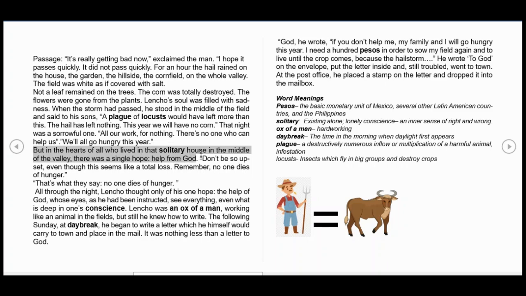And he also remembers that somebody once told him that you need not be upset. Even if there is total loss, no one dies of hunger. So throughout the night, Lencho keeps thinking about it and he hopes that there is God and God is going to help him. He remembers that God's eyes see everything, even what is hidden from the human eye. So God's eyes can even look into the deep conscience of human beings.